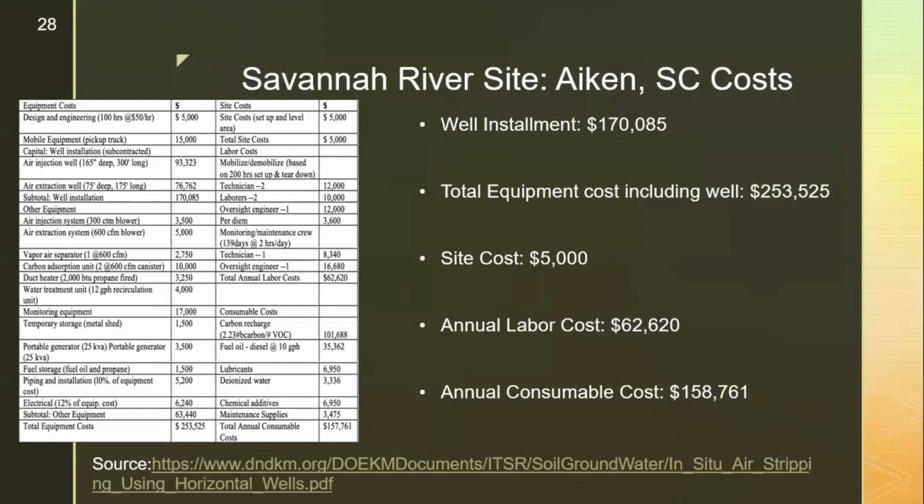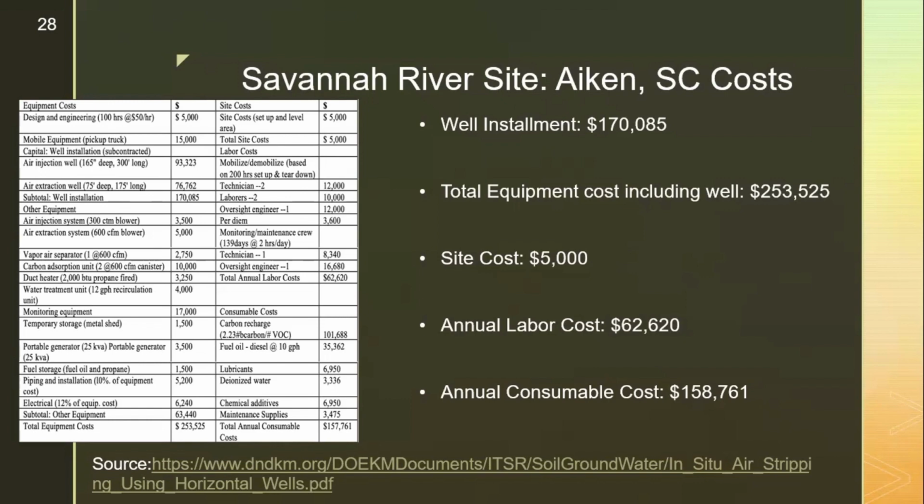$253,525 of this total went into the creation of the site. The site setup cost was $5,000, and that was just to level the area for where the wells are going to be built. It cost around $170,000 for the well installation. This price included the cost to design and engineer the wells as well as moving and installing the wells into the actual site. The remaining about $80,000 was used for equipment.